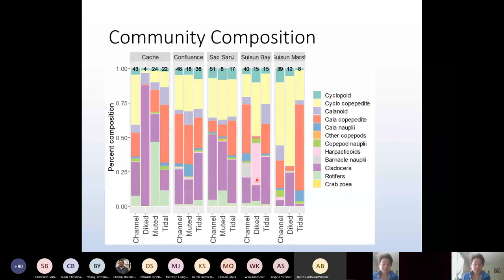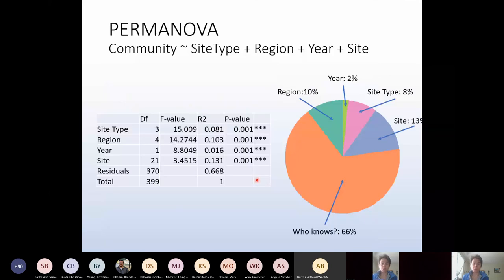To see whether there were statistically any differences between these sites, we ran a permutational multivariate analysis of variance using the same predictors as for our CPUE model: site type, region, year, and site. And we did find significant effects of each of these. However, it didn't explain a lot of the variation. I just made this quick pie chart of the R squared, so that's how much of the variation each of these terms explains. You see the individual site explained 13% of the variation, site type only explained 8%, region 10%, year hardly anything at all. Most of this is in the who-knows category, which means it's pretty variable and there weren't a ton of really strong differences between most of these predictors.